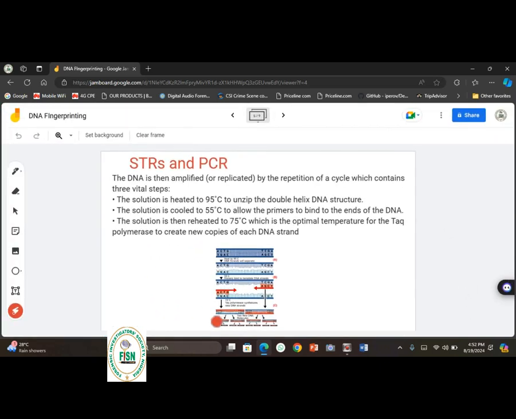And there you have copies. Look at it. You have copies. These 2 DNA strands have been duplicated into 4. The 4 also duplicated into 8, and so on and so forth. As you repeat the cycle, you have more DNA strands.